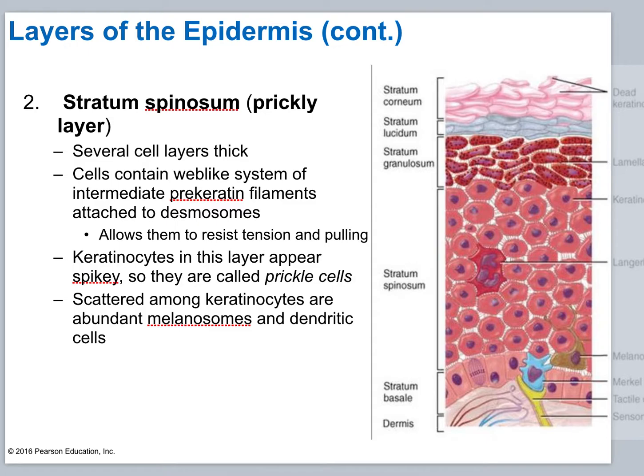Next is the stratum spinosum, or prickly layer. Stratum spinosum is probably the largest layer, and the cells are starting to get dehydrated and prickly. They're starting to lose some of the water in the cells and start to develop spikes. That's why they're called prickle cells or the prickly layer. This layer is several layers of skin cells thick.